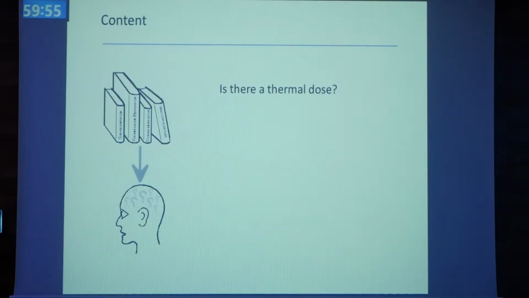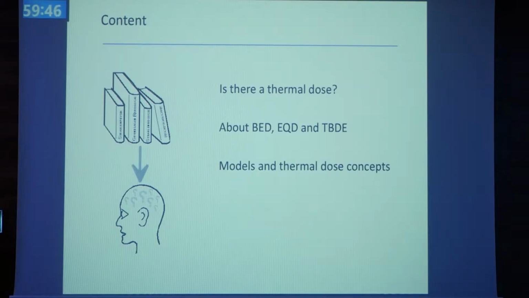I will start with the question about the thermal dose, then coming to the nice abbreviations like PED and so on. Then I will say a few words about thermal dose concepts and modeling, and coming to conclusions and outlook in two parts.